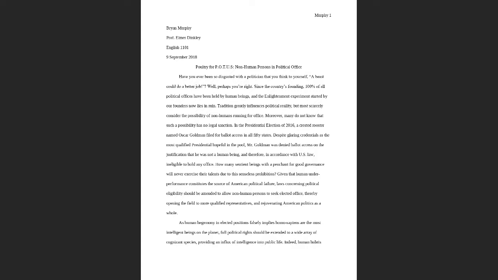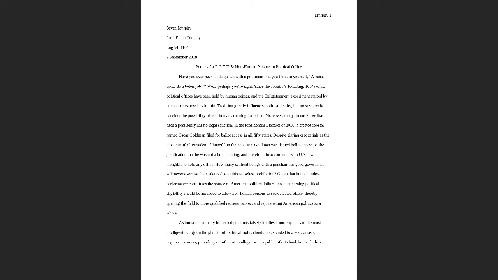So moving right along. When we get to the topic sentence, remember, it follows the same formula. Problem, solution, so what? What's the problem? As human hegemony in elected positions falsely implies, Homo sapiens are the most intelligent beings on the planet. That is wordy as hell. But it does identify the problem. Humans dominate the political system, and so we think we're tough. We think we're really smart. But that's not necessarily true. It says that it falsely implies. So we think we're smart, but maybe things are smarter.